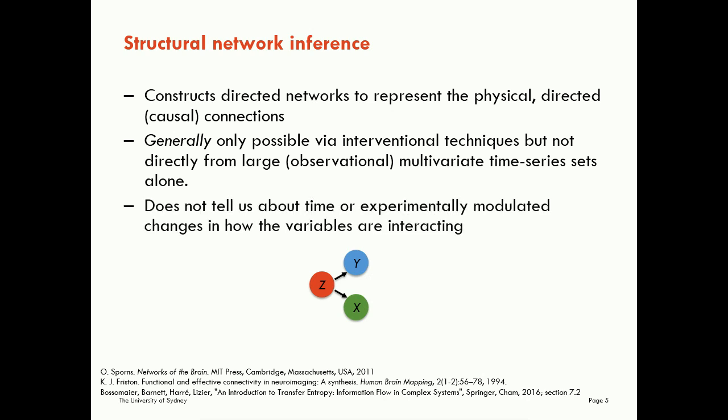We also need to understand that just having the structural network doesn't tell us about time or experimentally modulated changes in how the variables are interacting. The structure may not be enough for us to understand the system. We can think about this in the context, for example, of the C. elegans worm. We have its brain structure completely mapped out. Does that mean that we completely understand the computation that's taking place there? I'm not sure that we can really say that we do.